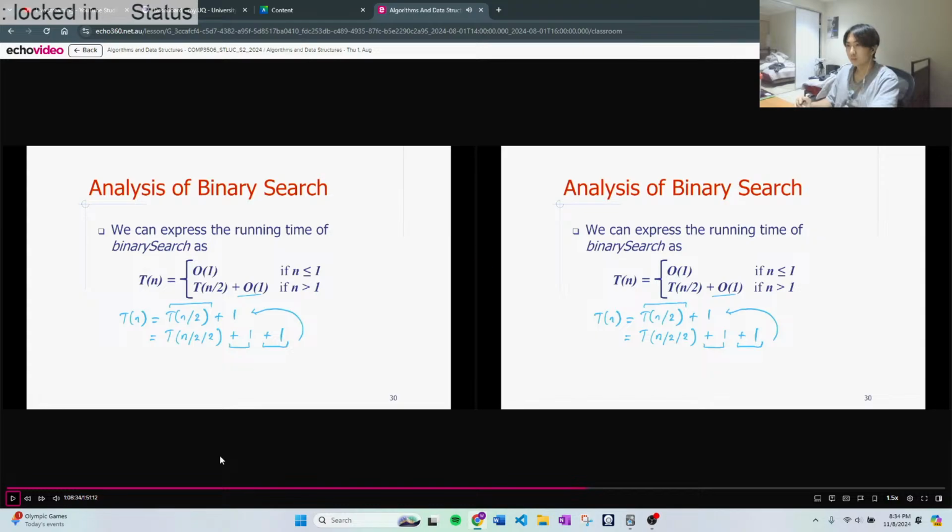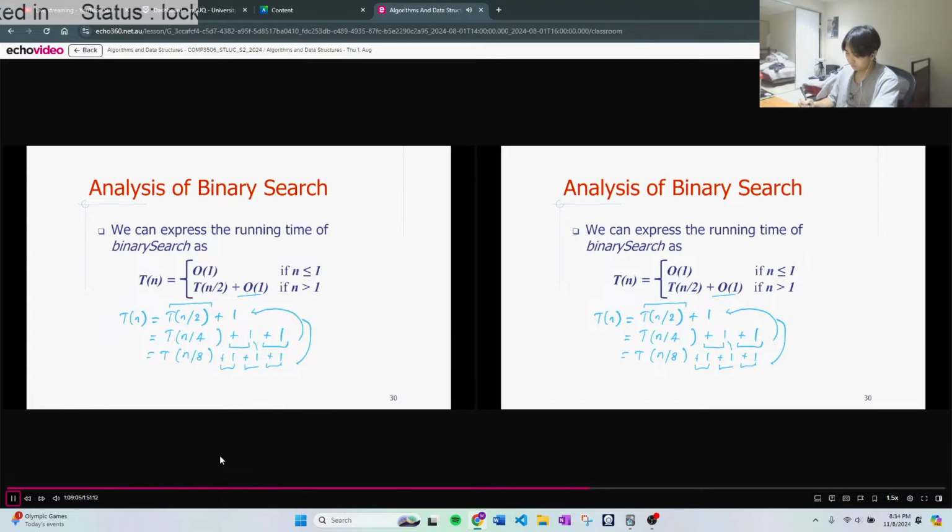Oh, so yeah, because there's an O1 already. Okay. What is n on 2 on 2? N on 4, okay, so I'll just rewrite that to be nice. If I ran this again, with n on 4 as the input, what am I going to get here? N over 8 plus 1 plus 1 plus 1, right? And again, this plus 1 is the first one, this plus 1 is the second one, and this one just came about from calling the function again.